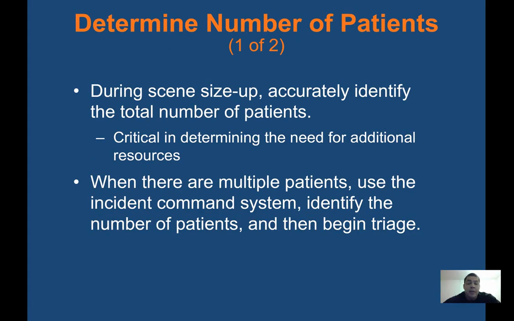During scene size-up, accurately identify the total number of patients. Critical in determining the need for additional resources. When there are multiple patients, use the incident command system, identify the number of patients, and then begin triage. So it's important to get on scene and determine how many patients you have, how many patients are critical, and how many patients you can handle. Always ask for more resources than needed, because you could always cancel them, especially if you're way out there and it's going to take some time for resources to show up. Go ahead and call as many resources as you need, even more, because you could always cancel.